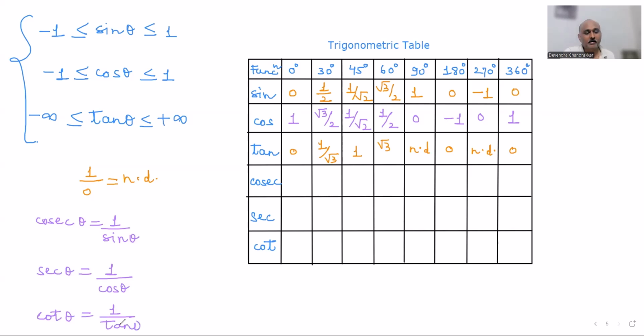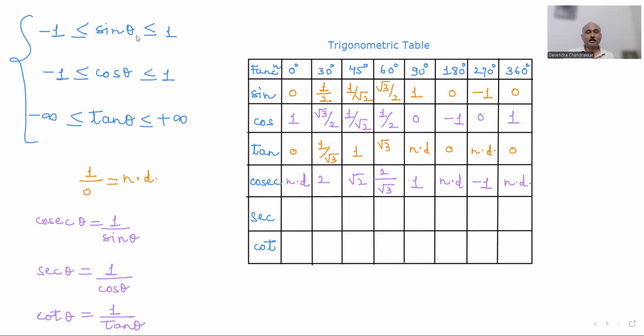So this is what we are doing now. Taking the inverse of the first three columns. This is 0. This is 2. This is root 2. This is 2 by root 3. This is 1. This is not defined. One second. My bad. The first one was wrong. This is not defined. So cosec 0 is not defined. Then 2, root 2, 2 by root 3, 1, not defined. Cosec 270 is -1. Cosec 360 is again not defined. It is 1 by 0.